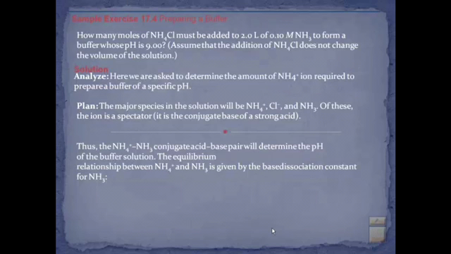This is how you prepare a buffer solution. So they specifically ask how many moles of ammonium chloride should be added to 2 liters of a 0.1 molar ammonia solution to form a buffer whose pH is 9. One of the things you should remember is it says up here, assume that the addition of the salt does not change the volume.